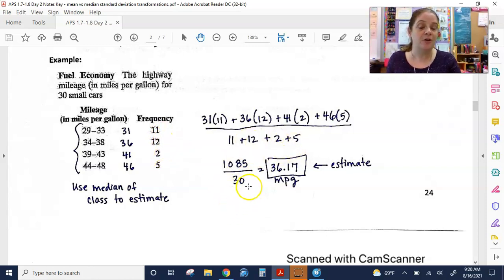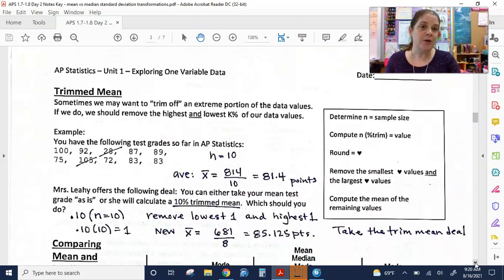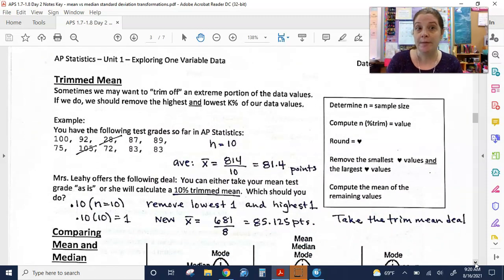That gives us our denominator here of 30. We get an estimate of 36.17. And again, that's miles per gallon due to the context of this problem. Okay, now, another kind of mean that we are sometimes interested in is one called the trimmed mean.